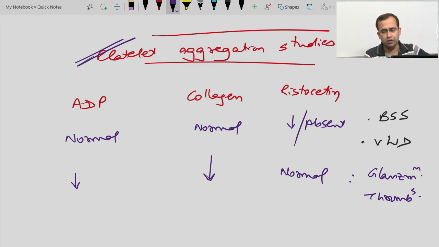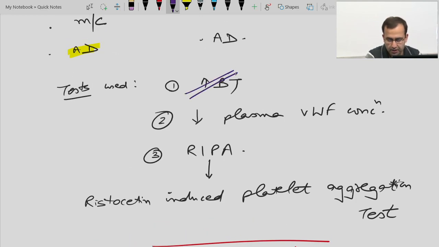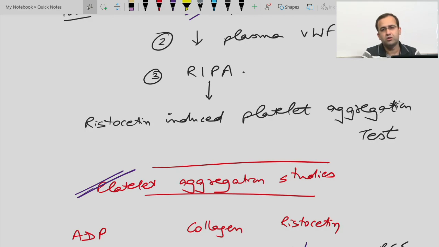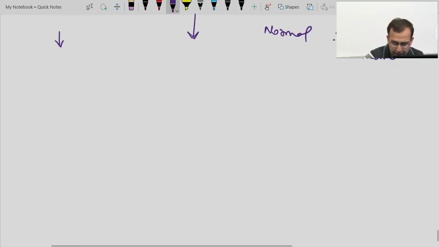This takes care of von Willebrand disease, and we have seen the tests. In von Willebrand disease, BT is increased. In RIPA, ristocetin induced platelet aggregation, the response to ristocetin is reduced or absent.